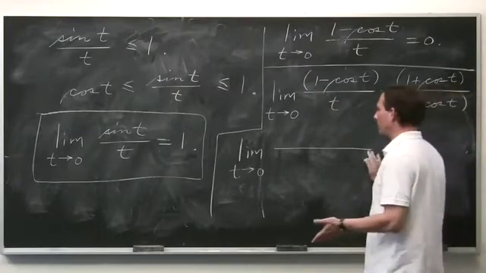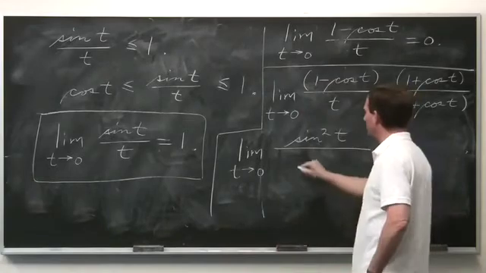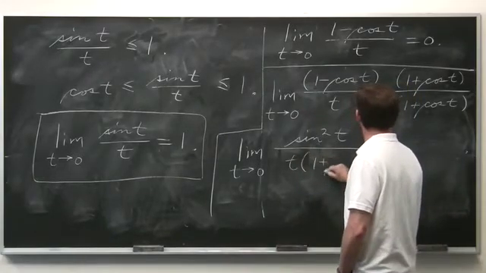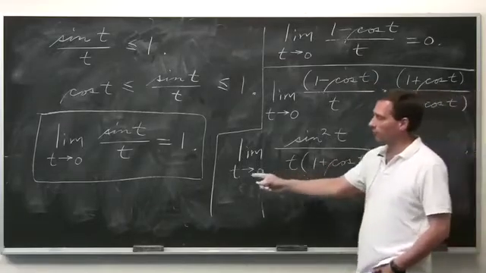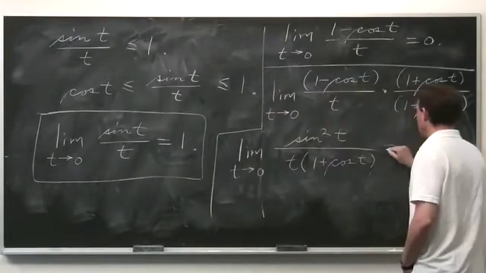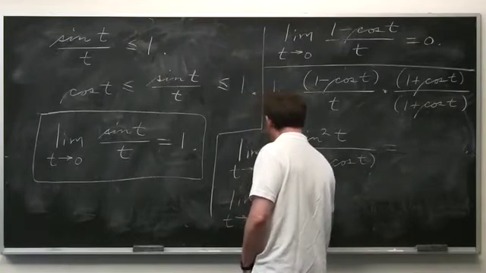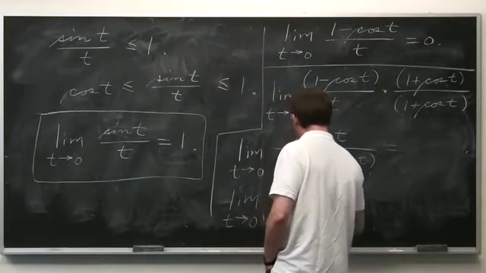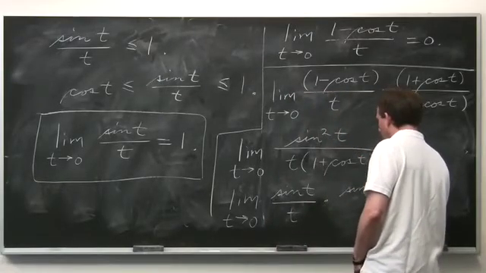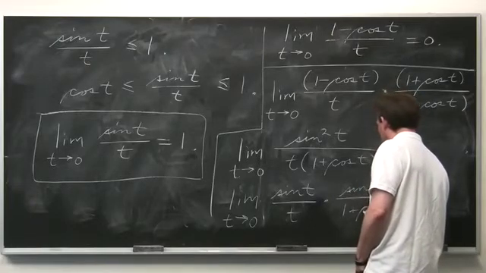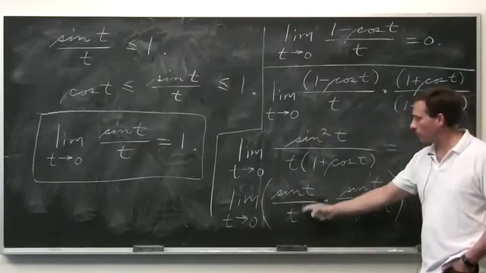Oh, but the fundamental trig identity says that 1 minus cosine squared is sine squared. So the numerator now becomes sine squared t, and you get divided by t times 1 plus the cosine of t. But now you split off a sine t over t factor. So this is the limit as t approaches 0 of sine t over t times another sine of t in the numerator, and then 1 plus the cosine of t in the denominator.